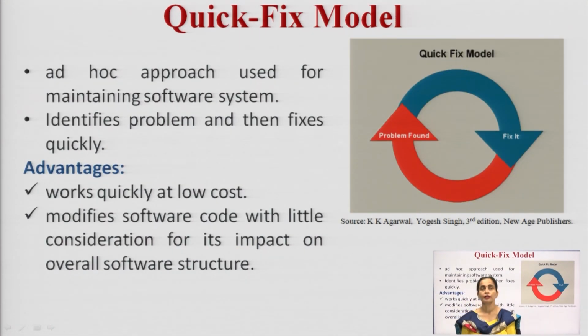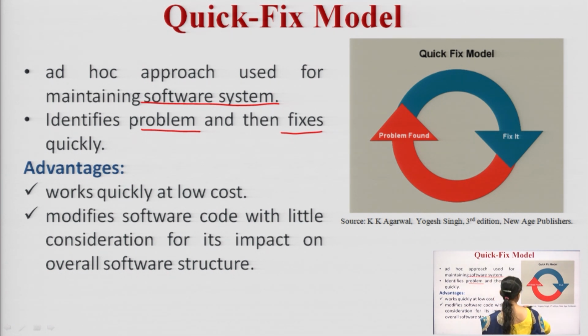Let us start with the quick fix model. The quick fix model follows an ad hoc approach for maintaining software systems. It identifies the problem and then fixes it, as the name suggests. So, the problem is found and then we fix it. Again a problem is found and we fix it, and this process goes on.